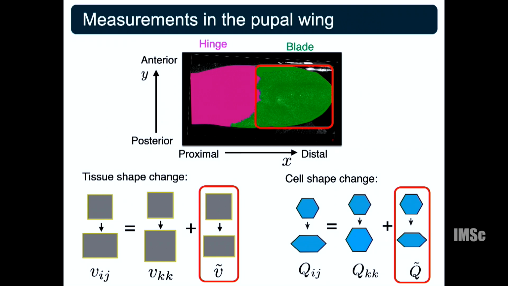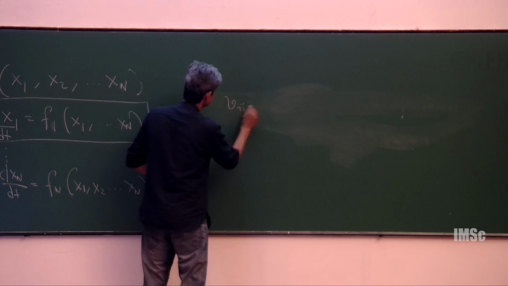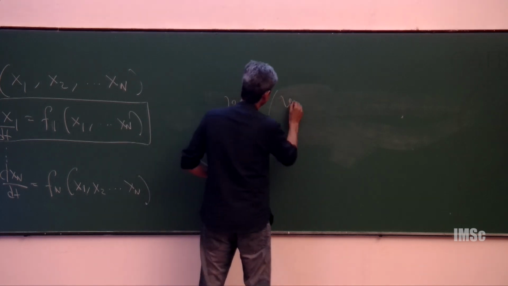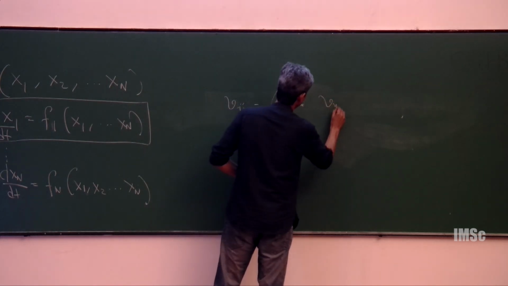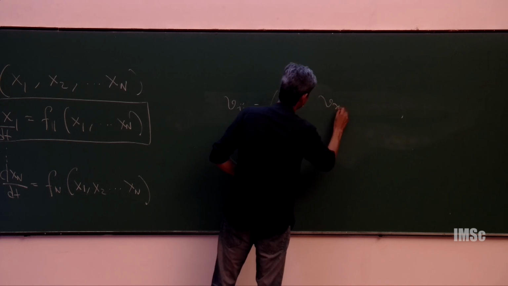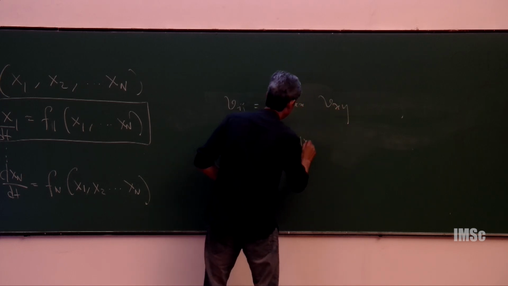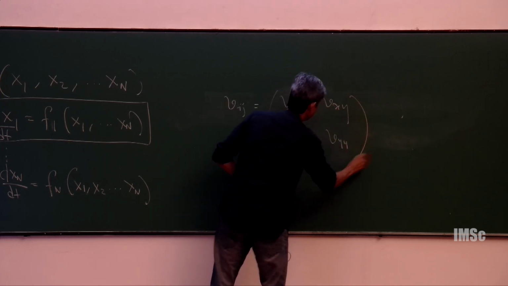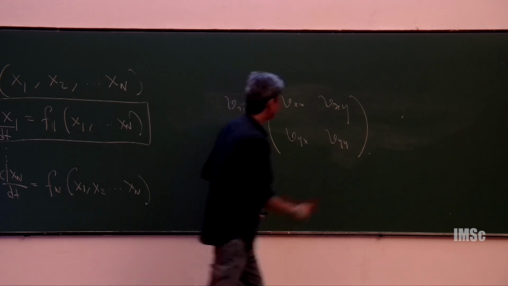Is this clear, or should I explain it on the board? So I can show you with a simple example. Think of a two-dimensional velocity gradient tensor. So I can decompose it.